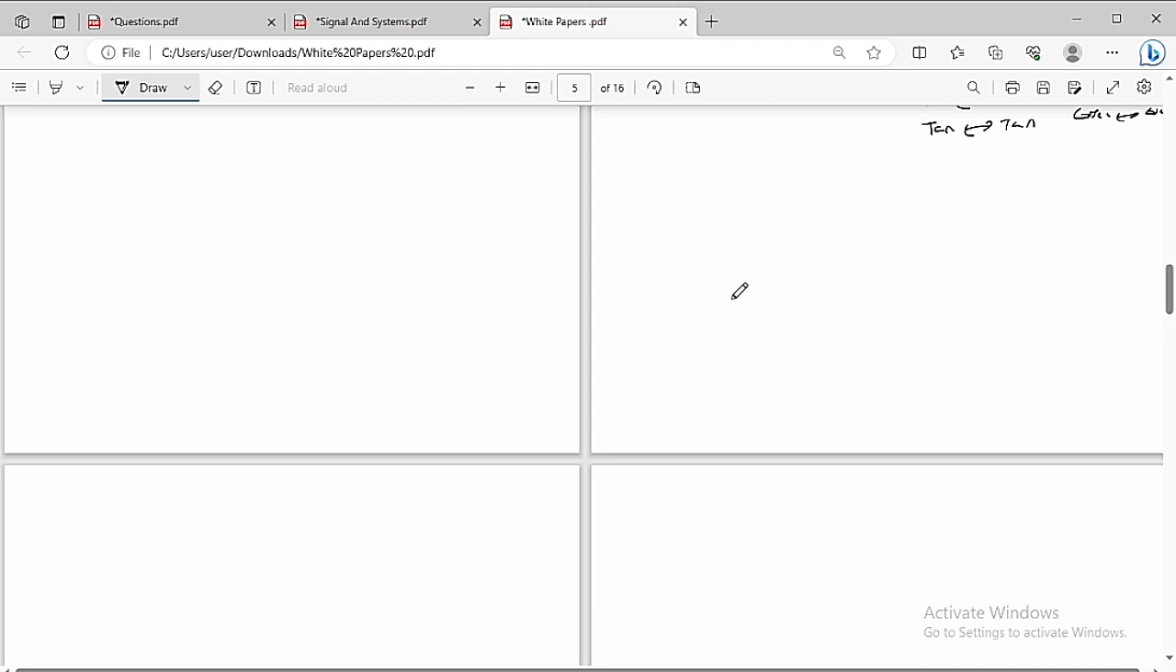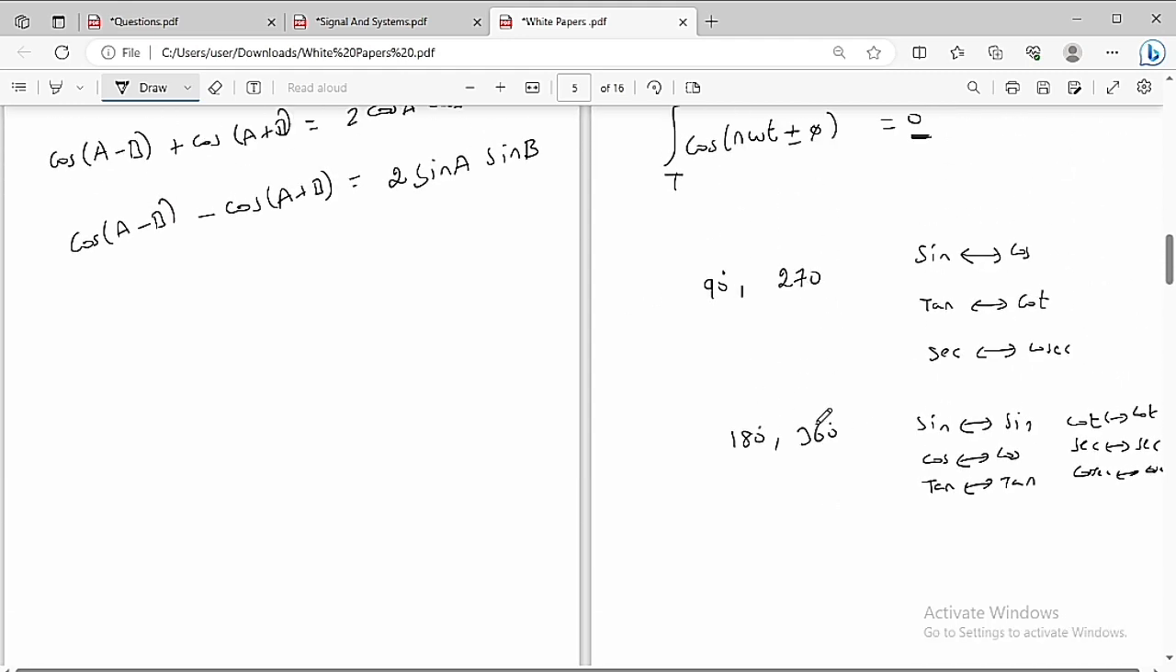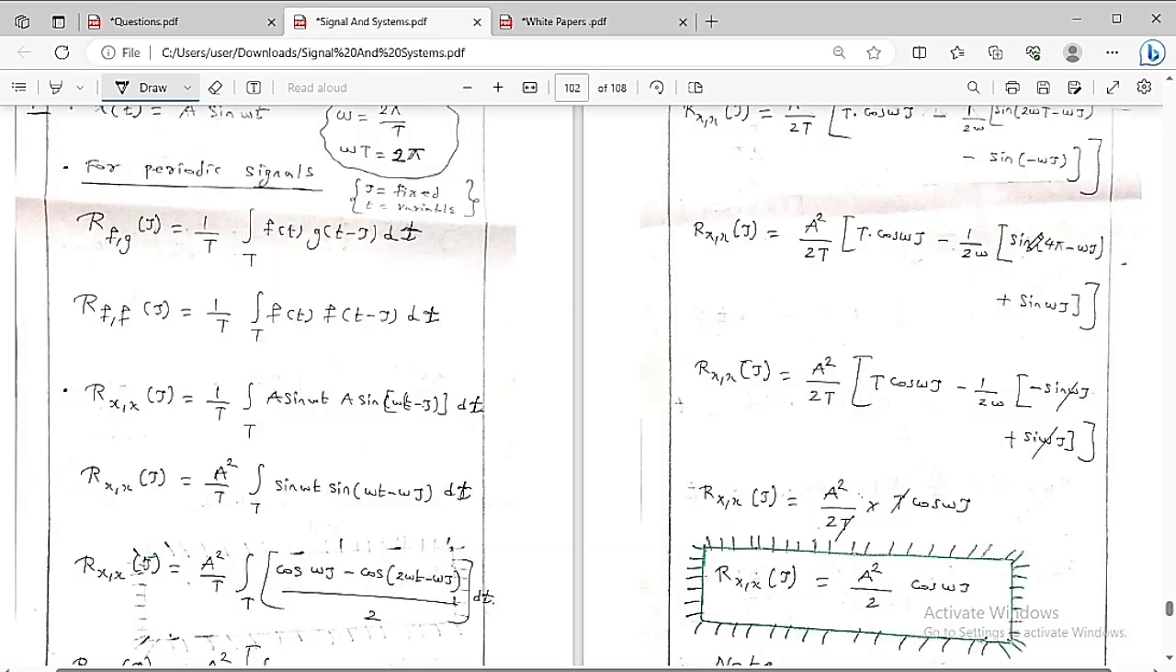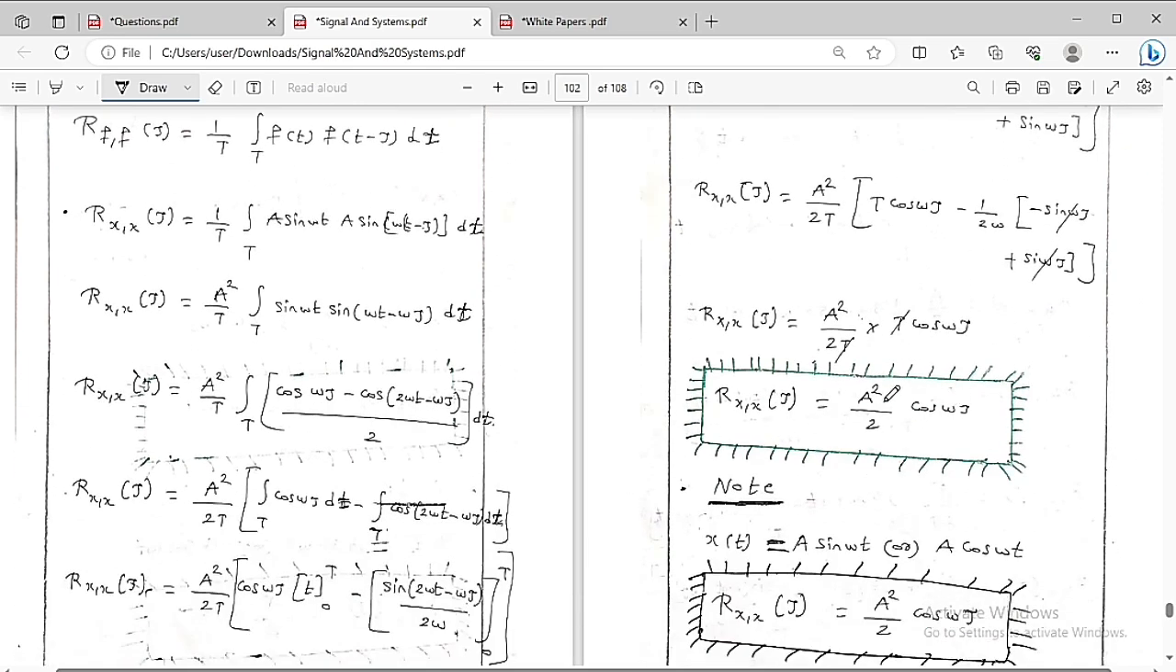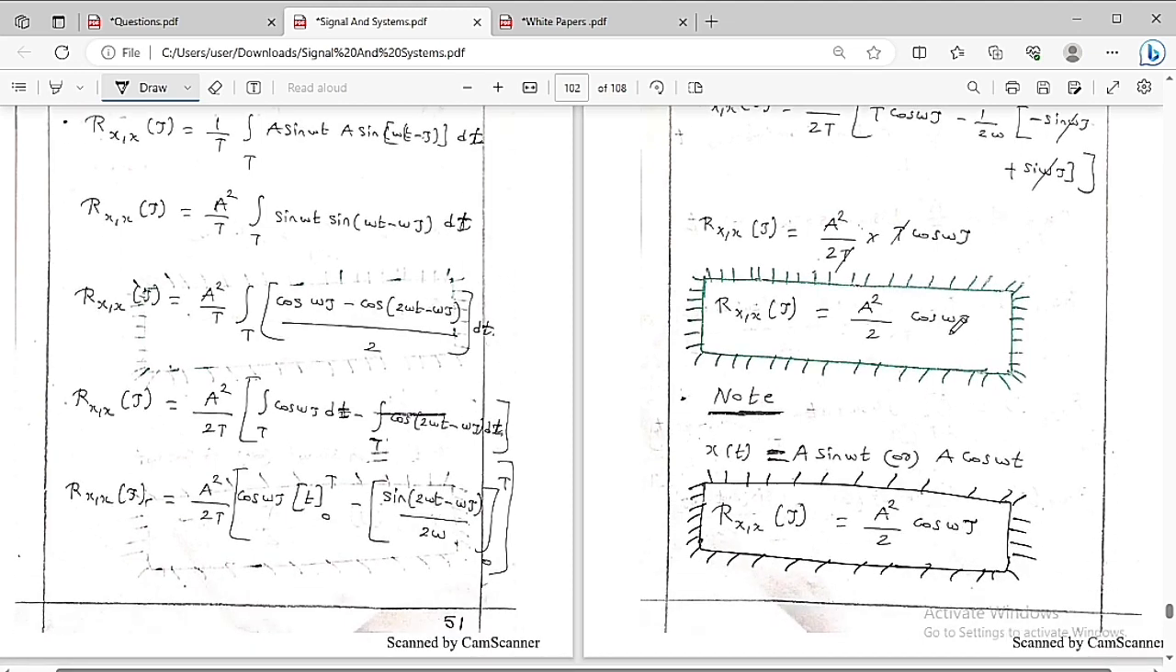As 2 into 360 is nothing but 720, it is in terms of 360. Therefore, sine will remain sine only. But in the fourth quadrant, sine is negative, so you have to keep minus here. Right? This minus is going to get cancelled, and finally we are going to get a square by 2 into cos omega tau. So this is what we get finally.